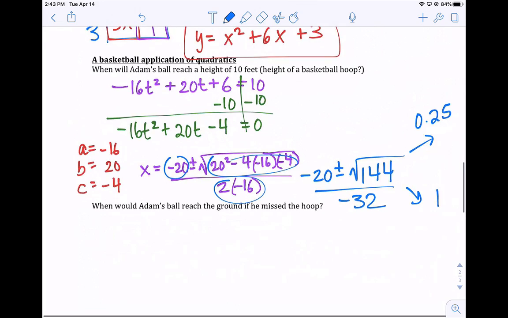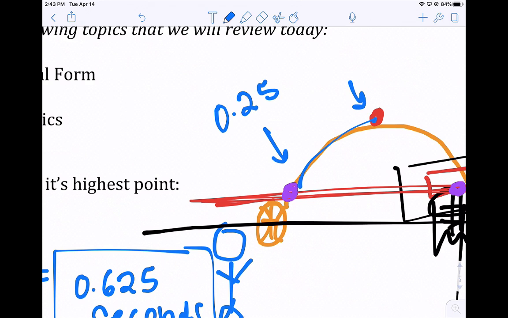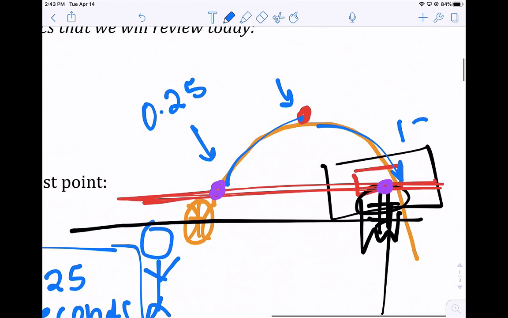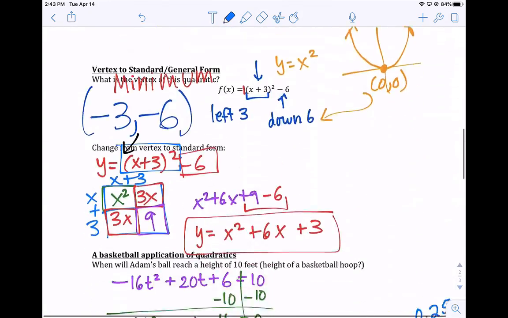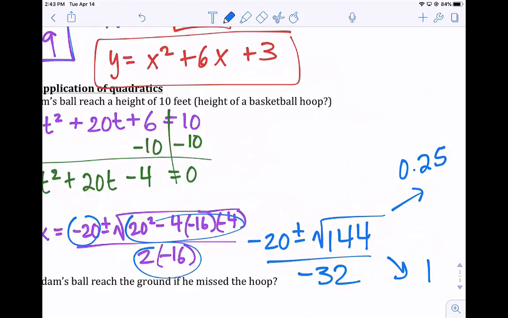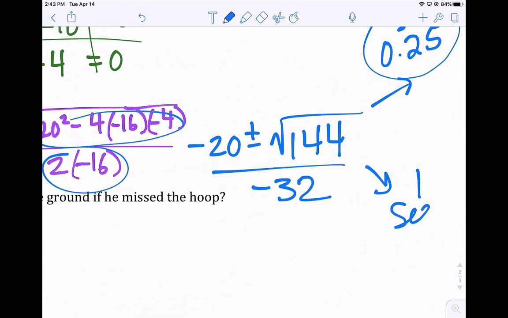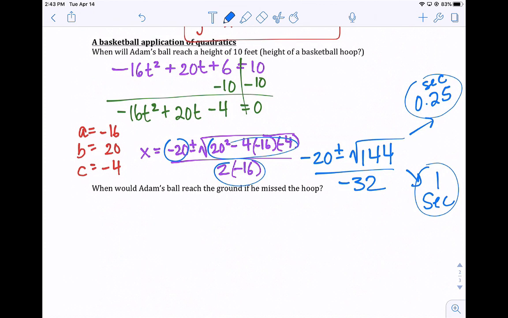And so the reason why we get two times, one is 0.25 seconds, and that's here. It hits 10 feet at 0.25 seconds, it reaches its maximum, goes back down, and at 1 second, it will reach the hoop. Okay, so here it says, when will it reach a height of 10 feet? Two answers here, 0.25 seconds and 1 second. It will hit the hoop, or reach a height of 10 feet. All right, and then the last question.